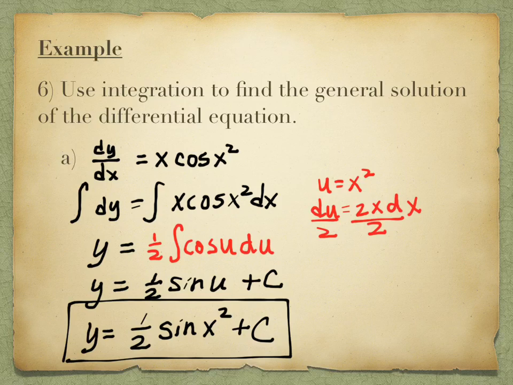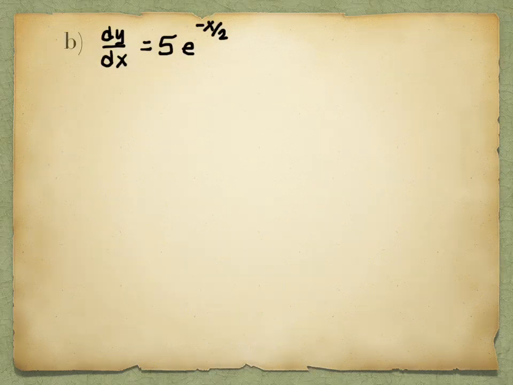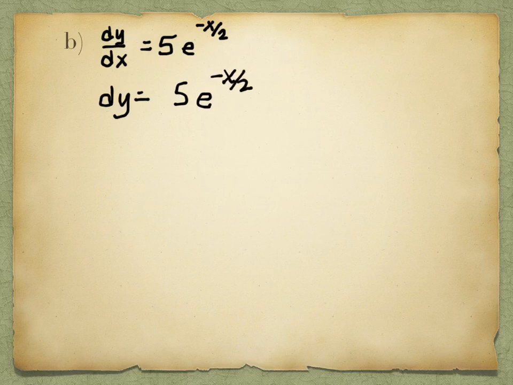Simple enough? Okay, let's try another one. Same directions. My value here is not trig. I used a trig sample in number 1 or part A or whatever. On this one I've got an exponential example. Process starts the same though. I multiply the dx to the other side. So dy equals 5 e to the negative x over 2 dx. Now what? What do I do next? Yeah, I'm going to put my integral symbols in.